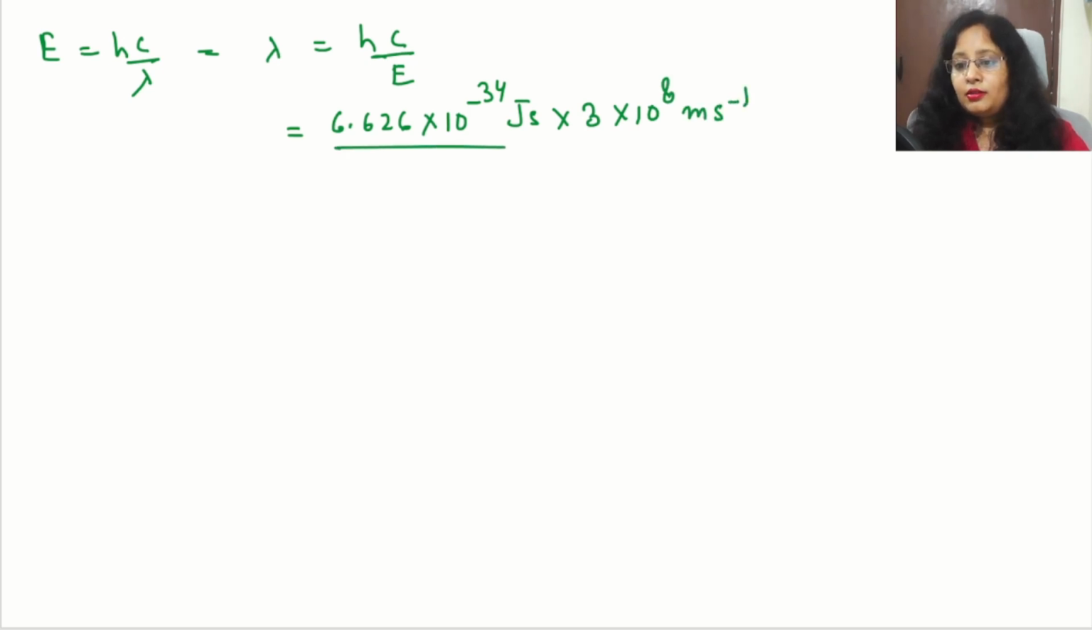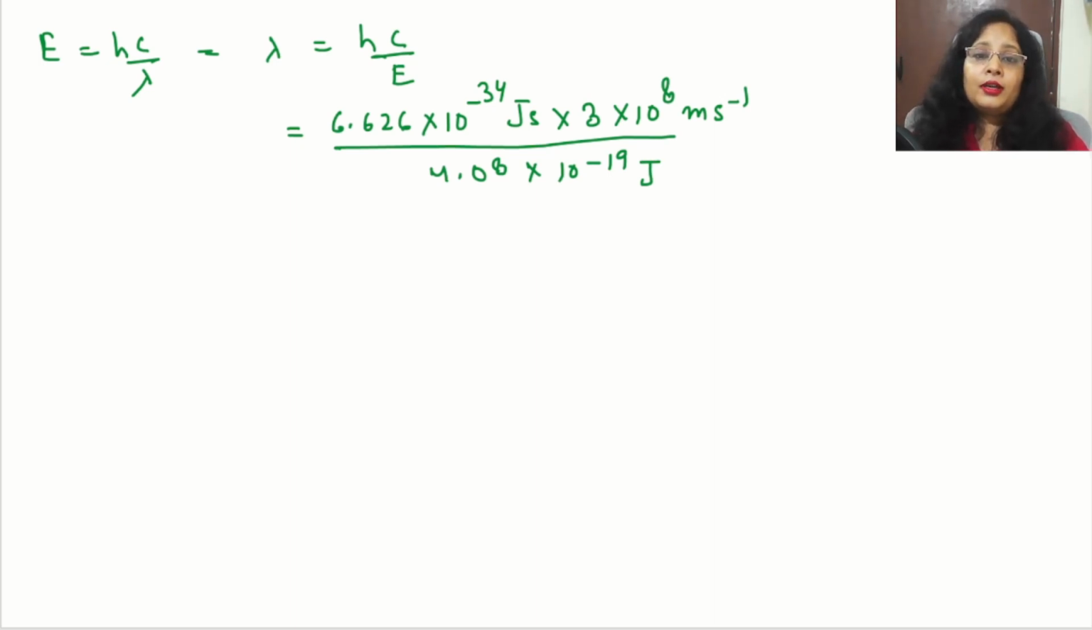Now E we calculated, its value is 4.08 into 10 to the power minus 19 joule. Here we are not putting the minus sign. Why? Because as I told you earlier, the minus sign here only shows the energy is emitted. This minus sign is not used in the numerical values. That's it. That's why we are not using this minus sign in the further calculation. Now second and per second cancel, joule and joule cancel.